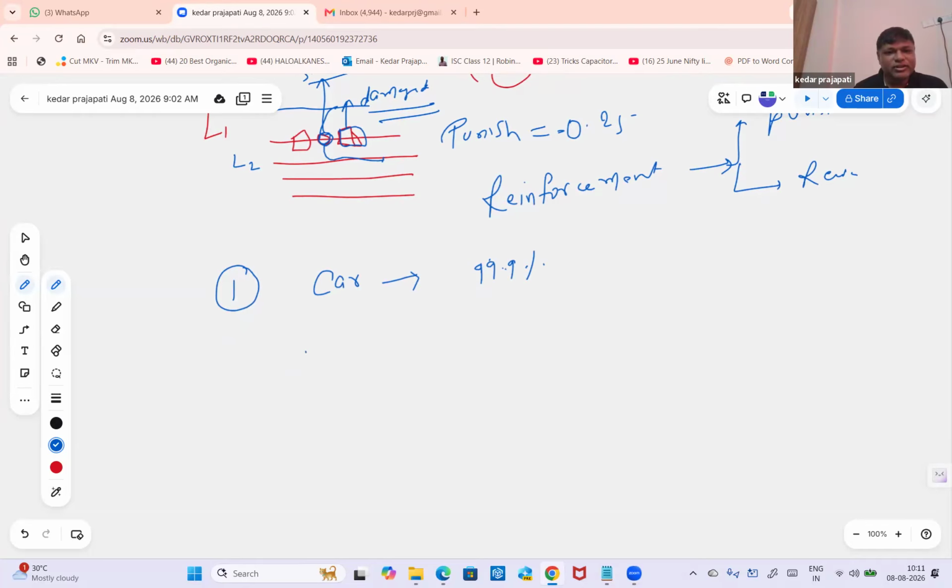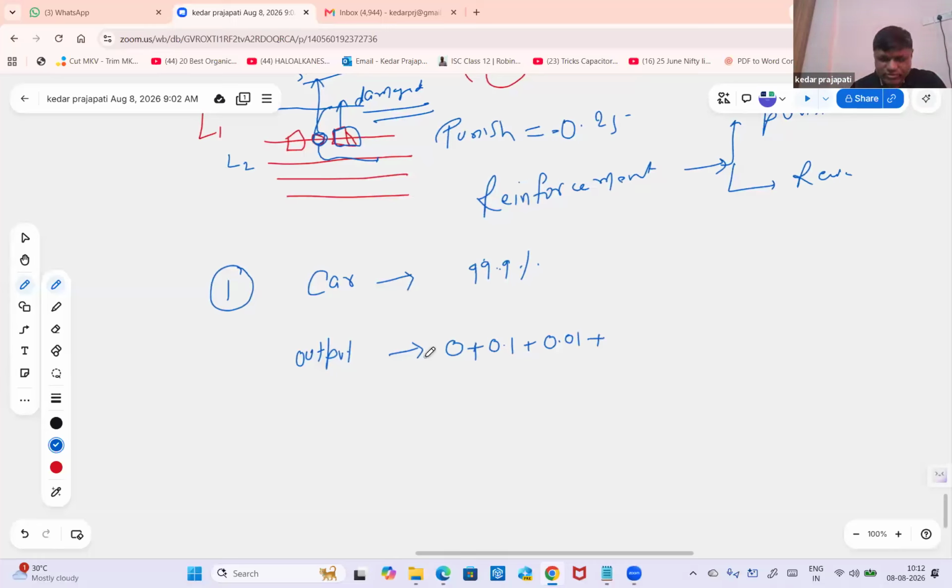Suppose you're calculating the output. Initially, your model will start with 0. Then if it does some good work, maybe it is stopping at a traffic signal and all, you will add 0.1 here. Then if it is following the red signal also, you will give something like 0.01. This way there will be lakhs of parameters. There will be millions of parameters on which it will be tested.